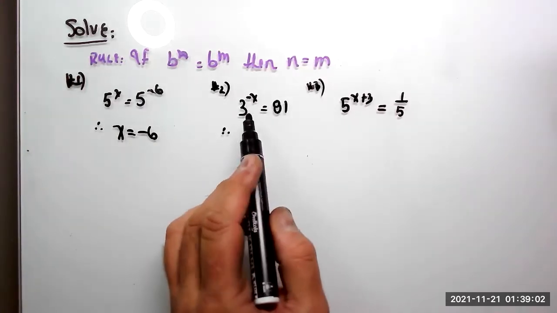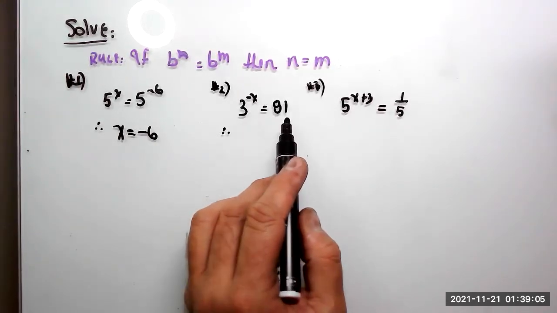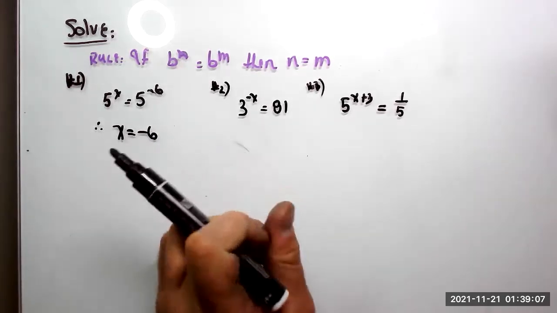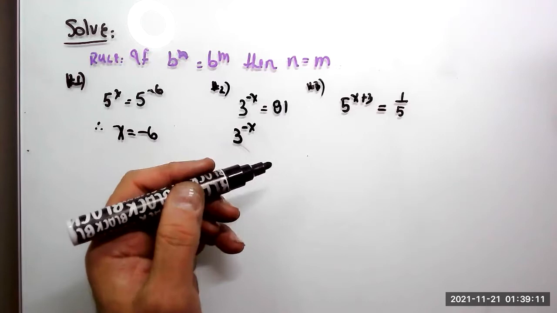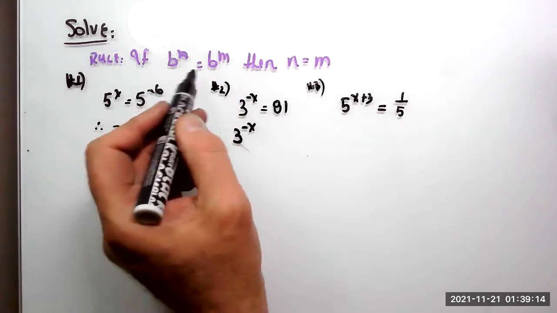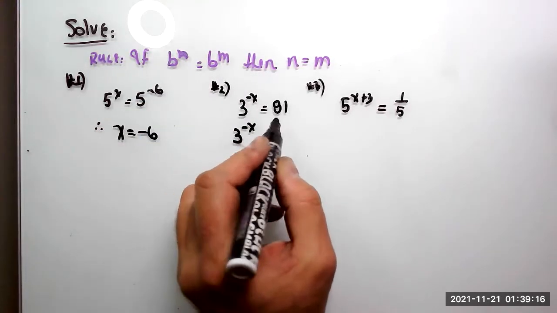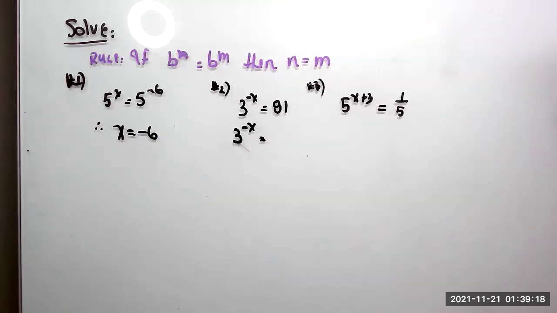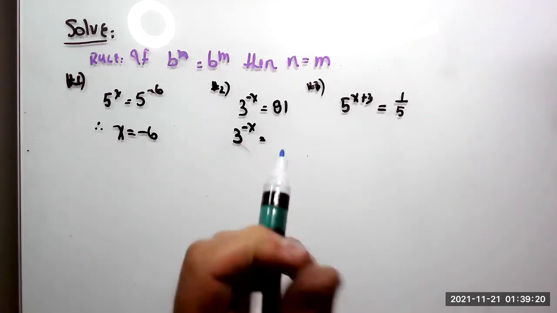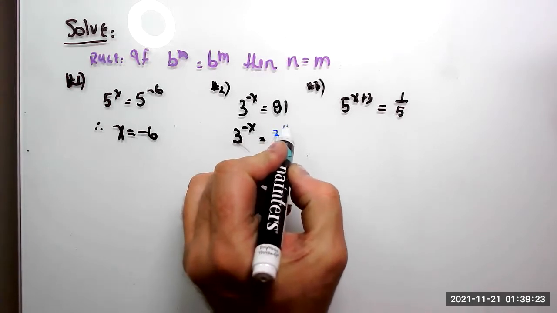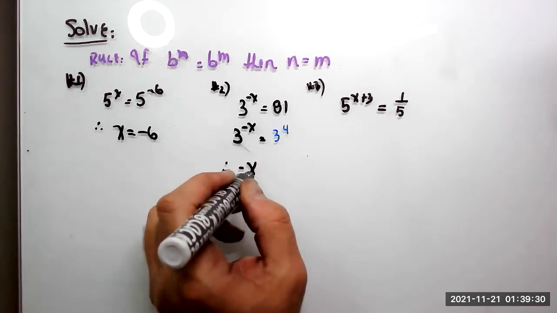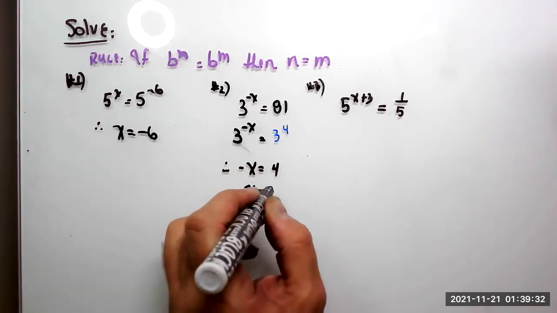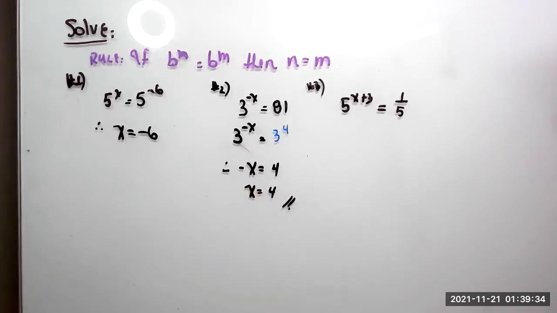Example number two, very similar. 3 to the x equals 81. Well, the bases are not quite the same. However, this one could be solved in another way, but attempting to use this rule, we can recognize that 81 can be rewritten as 3 to the 4. 81 is the same thing as 3 to the 4. Now that we have the same base, what can we conclude? That x equals 4, and we're done.